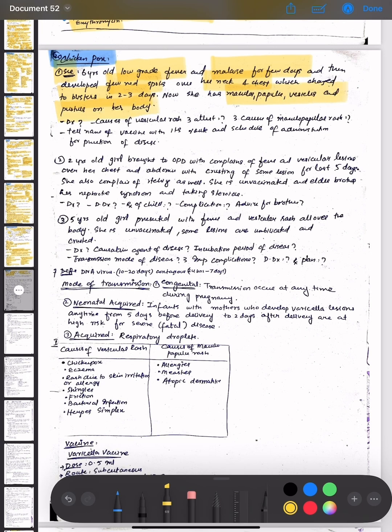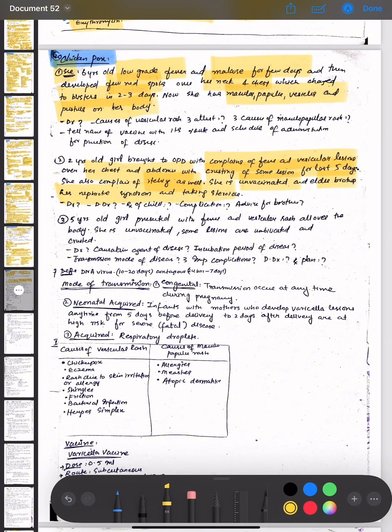Another scenario is that a 2 year old girl is brought to OPD with complaints of fever and vesicular lesions over her chest and abdomen with crusting of some lesions for the last 5 days. She also complains of itching. She is unvaccinated and her elder brother has nephrotic syndrome and is taking steroids.